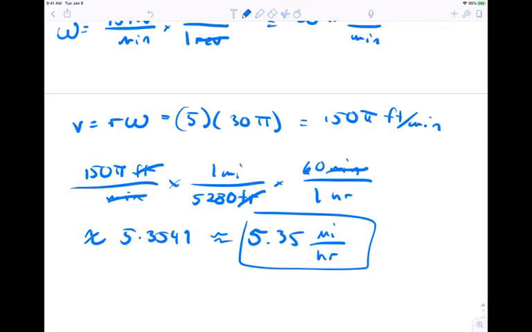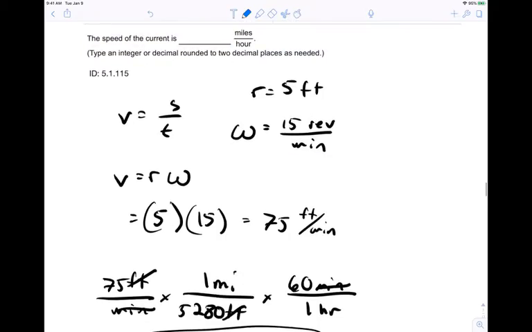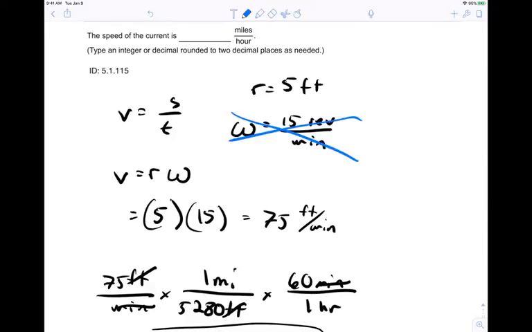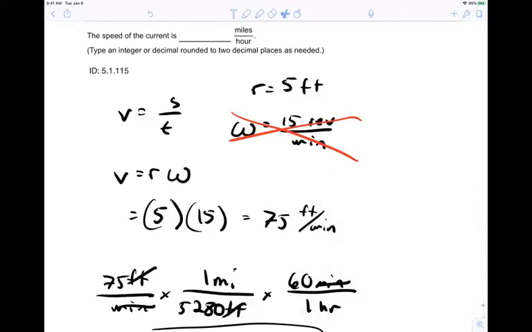But again, for this one, we had the right idea, but the thing that we were missing, we had the wrong units for our omega. We had it in revolutions per minute. We had to convert the revolutions to radians. Yeah, radians. So that's where we made our mistake there. Okay, well, that was a fun little day, but we needed to talk about it. That was more of 5.1.